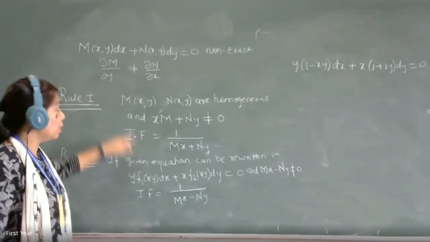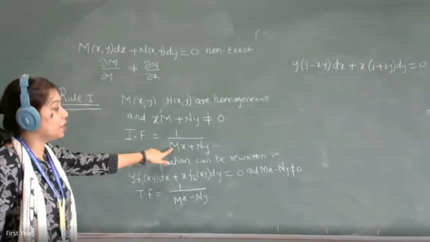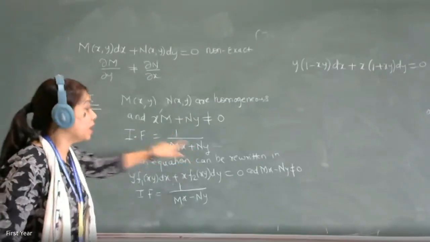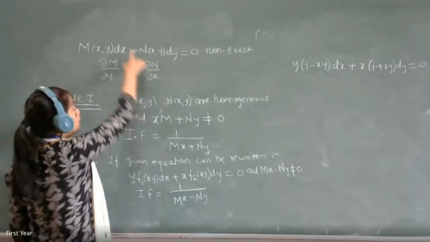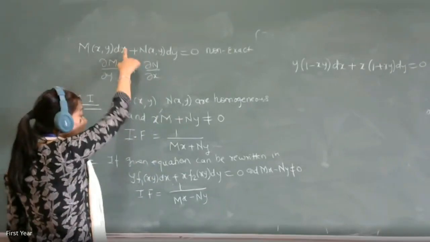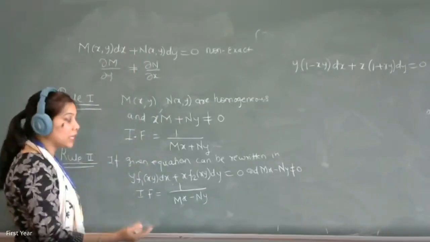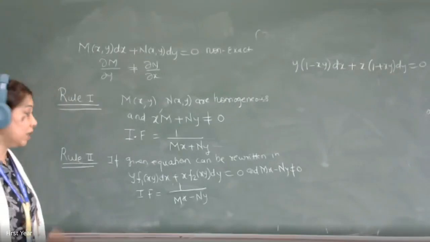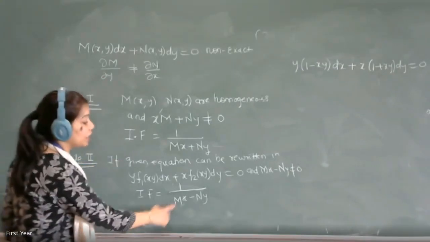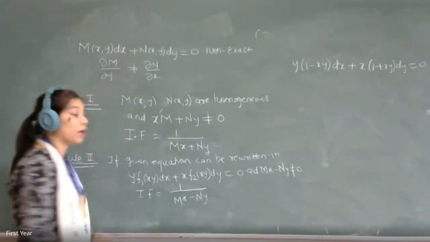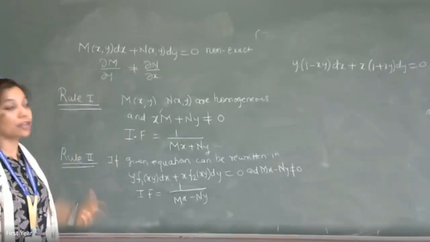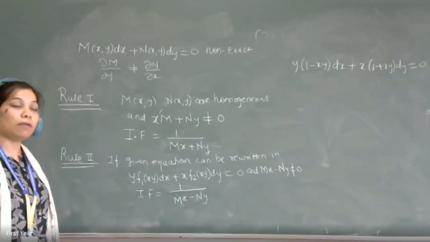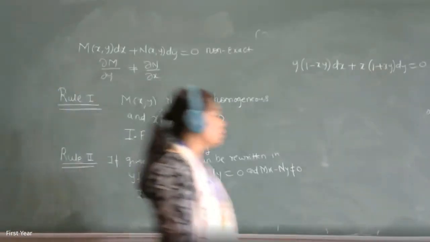So if it is type 1, then the integrating factor is 1 upon mx plus ny. म्हणजे काय, I will multiply this. ये मुझे integrating factor in this equation से multiply करना है so that it will become exact and then I multiply out. If it is type 2, your integrating factor is 1 upon mx minus ny, which I multiply with the given equation, it will become exact and then solve by exact. Okay? कळलं मॅम. Yeah.